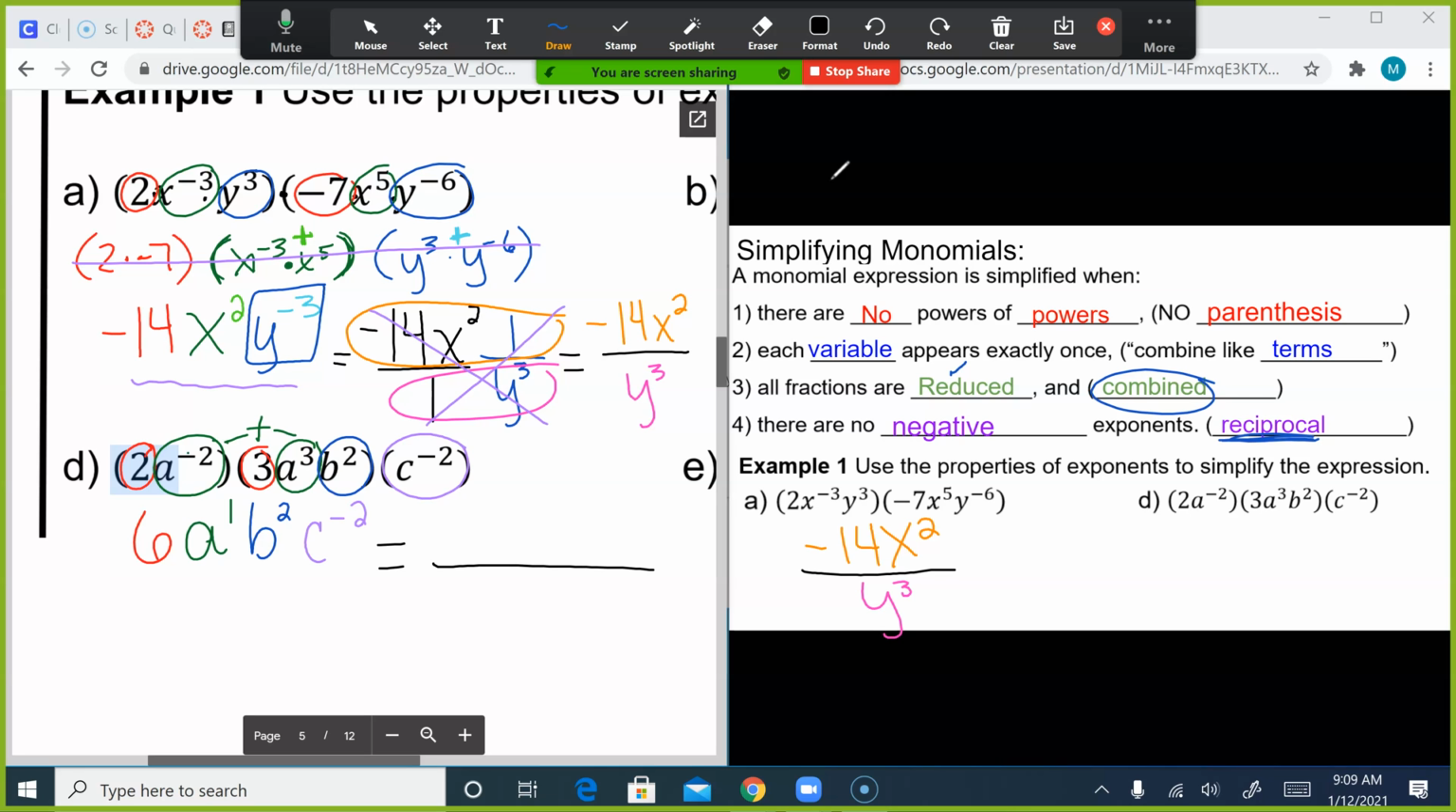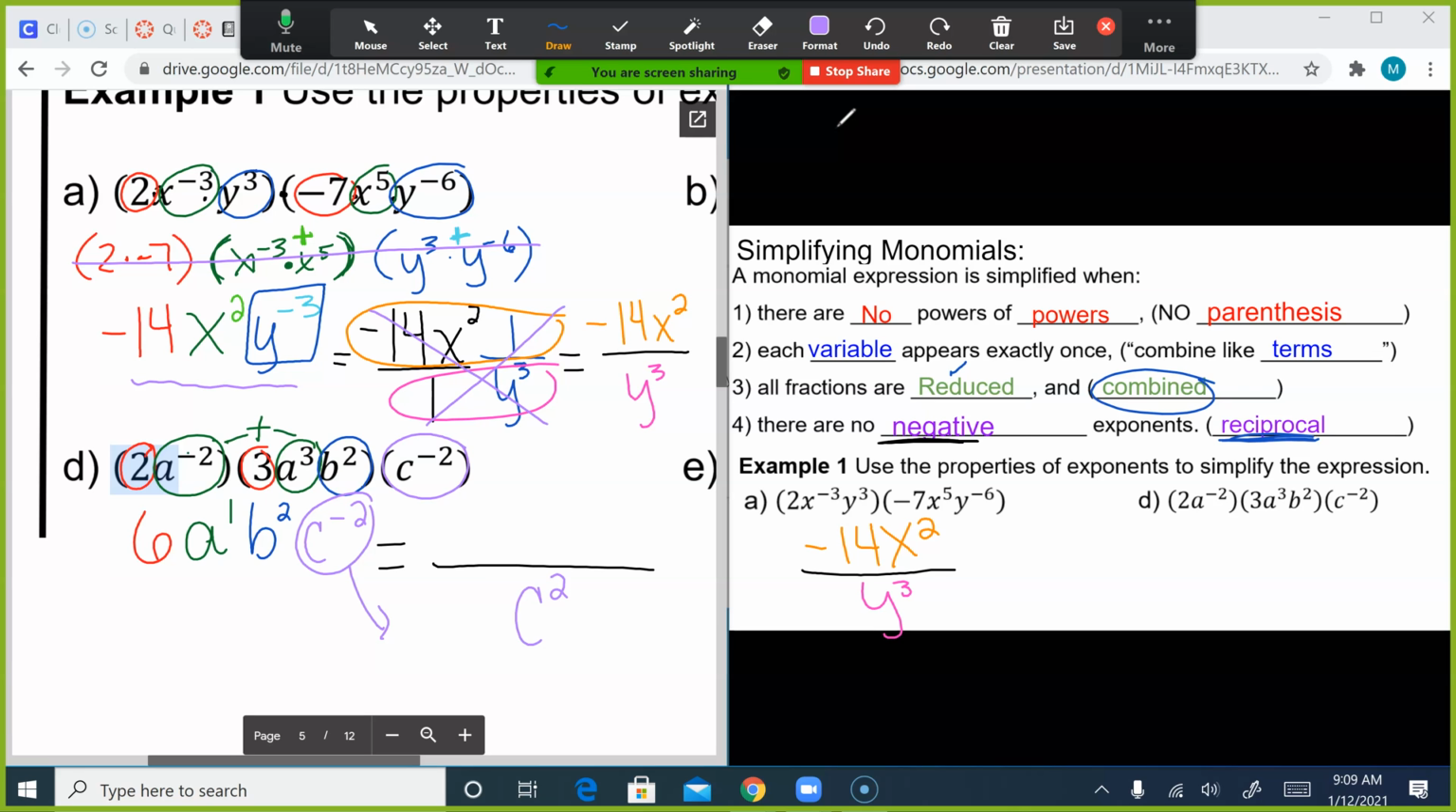So again, we can't have any negative exponents. So the one with the negative exponent is the C. So that one's going to do the reciprocal, which means it's going to go to the bottom. So C is going to go on the bottom, and the negative 2 is going to become positive, squared.